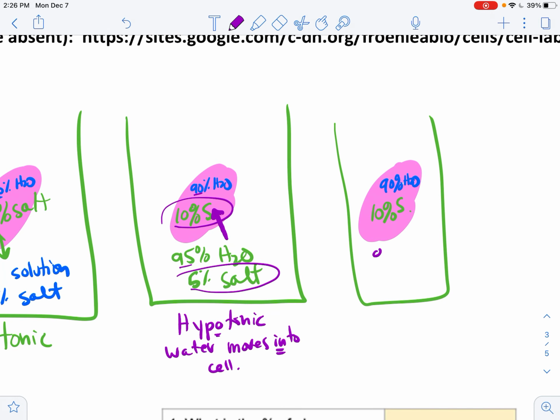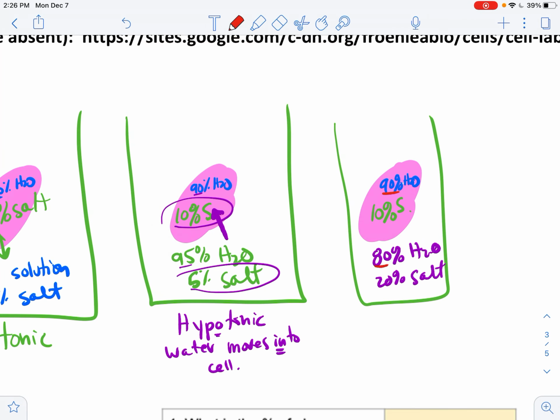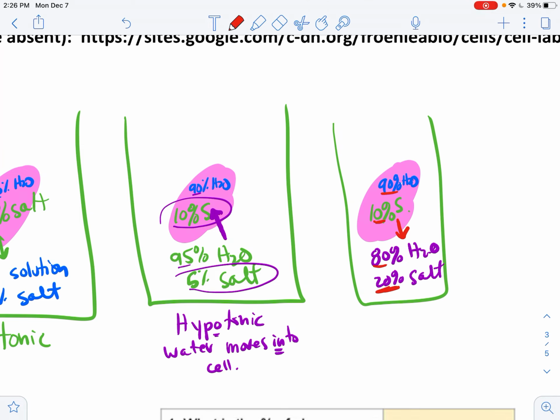So now in this one, we have an 80% water, 20% salt. Okay, let me change colors again. Let's do red. So which one's higher, 90 or 80? Well, 90 is higher, so water is going to move out. So look at the salt content, 20 and 10. This one's higher, so this one's called hypertonic. So water moves out, so the cell is going to shrink. This would be like you drinking ocean water. What? You're not supposed to drink ocean water?